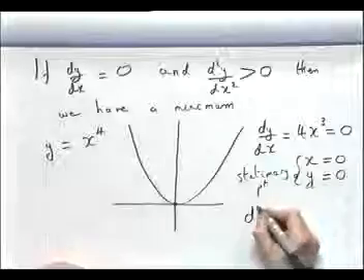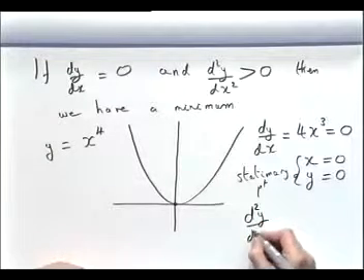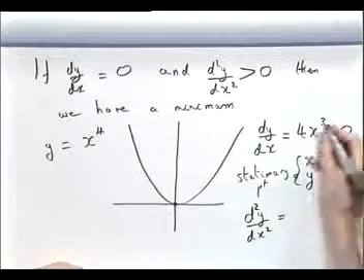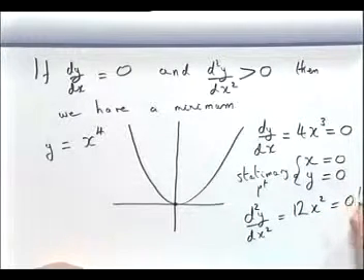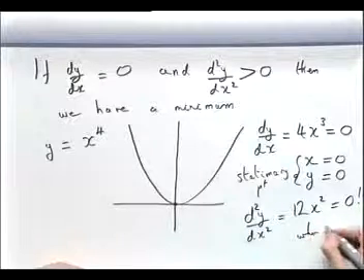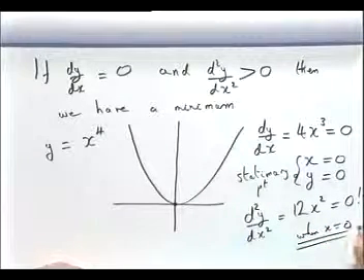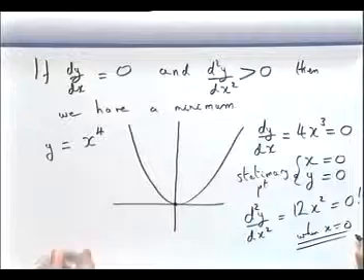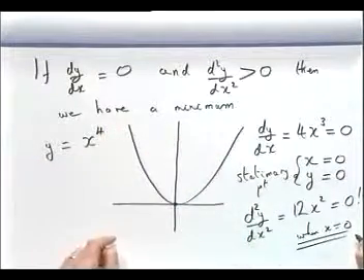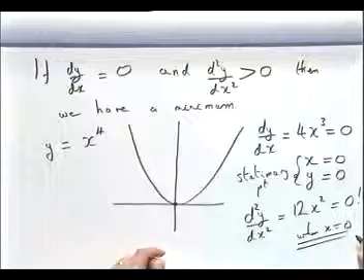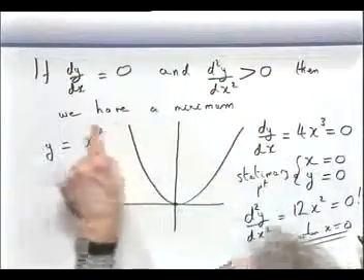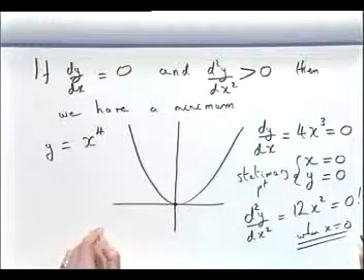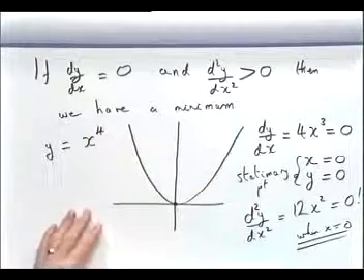What kind of stationary point is it? Let's do our second derivative. d2y/dx squared is 12x squared, but it equals 0 when x equals 0. So this doesn't work in reverse. If dy/dx is 0 and d2y/dx squared is greater than 0, then we know we have a minimum. But it doesn't work going the other way.